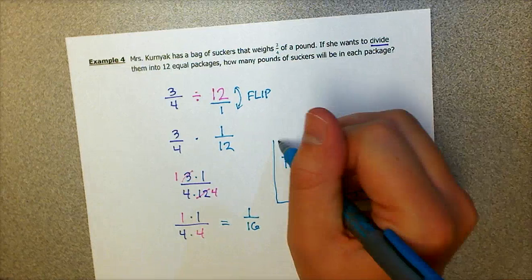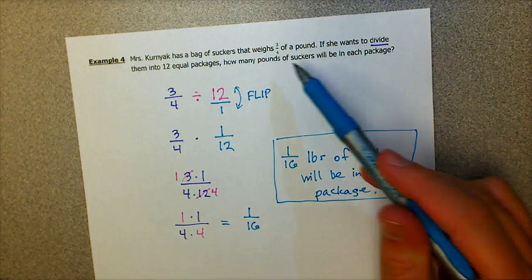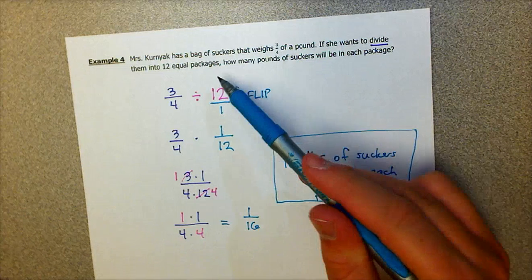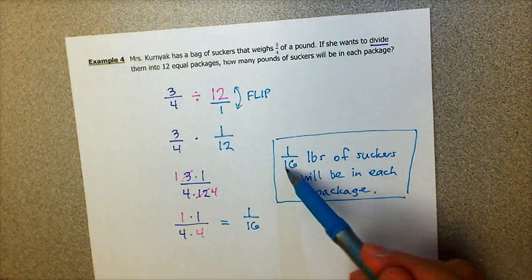And again, for all problems, always ask yourself, does your answer make sense? Okay, we were taking a big bag that weighed 3/4 of a pound, and we're splitting all of it up into smaller bags. 1/16 is smaller than 3/4, okay, so that makes sense that our answer should be smaller than what we started with.